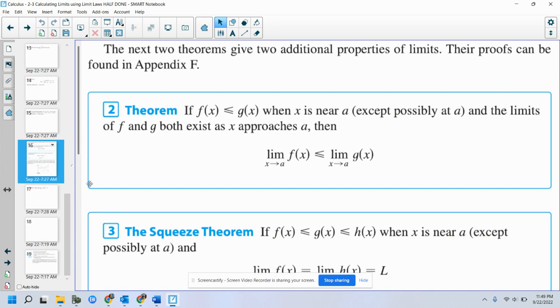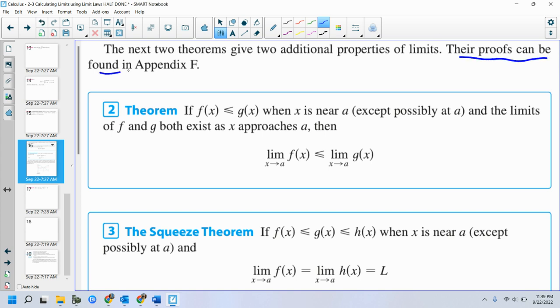All right, so the last thing that I need to talk about here is this thing called the squeeze theorem. Now before we get to the squeeze theorem, we have to have this theorem that kind of leads us into it. And again, if you want to do some light reading over the weekend, their proofs can be found in Appendix F of the book. So, if you're struggling with things to do over the weekend, you can always read your calculus book and all the proofs in the back.